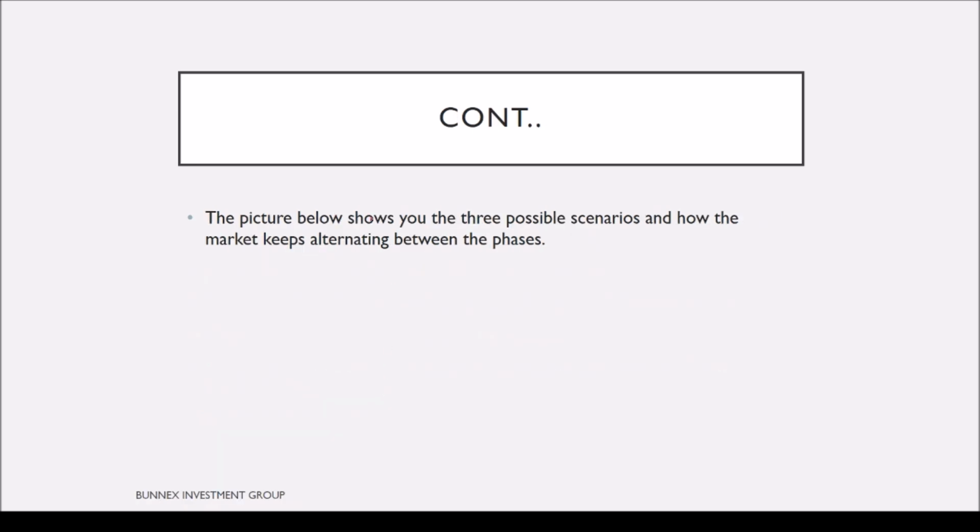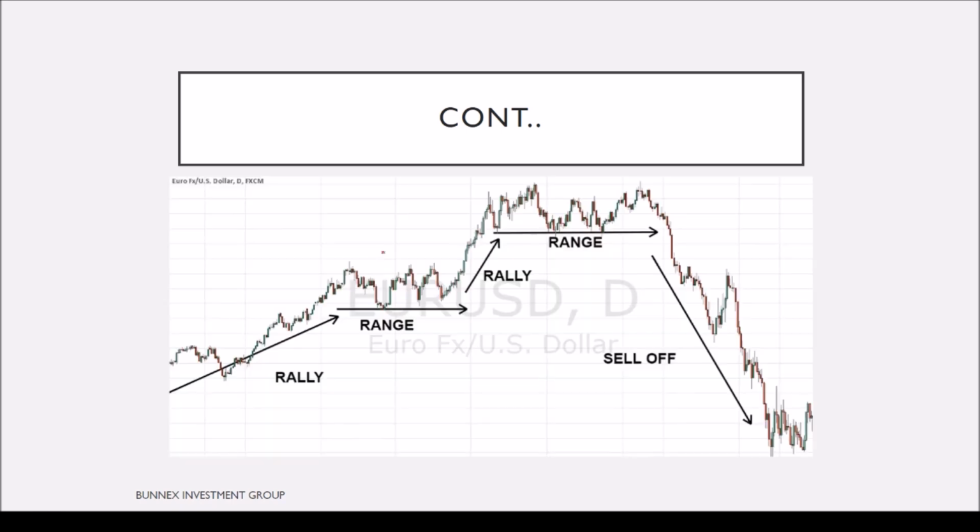The picture below shows you the three possible scenarios and how the market keeps alternating between the phases. In this case, we have the first phase, which is the rally, the rise. As we said earlier, the market rises. We have another phase, which is the ranging phase. The market doesn't have a bias. It's neither moving up nor down. Then another rally, a ranging phase, and the last scenario, which is a sell off or a drop.